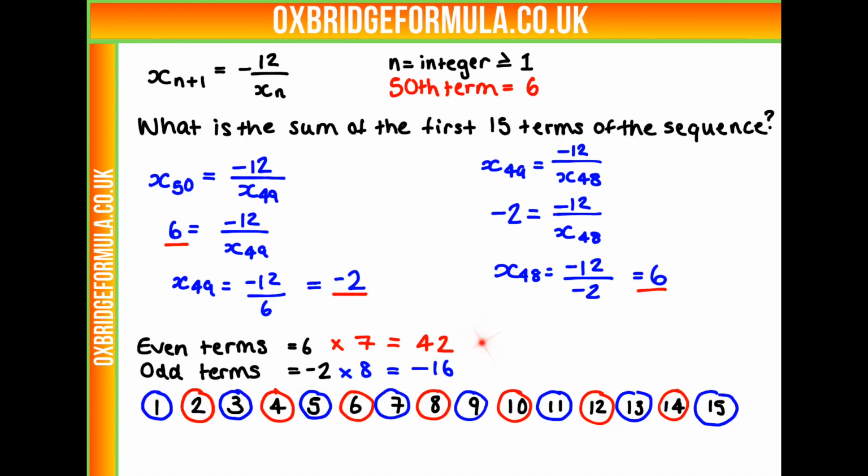So now all we need to do is add these terms together. So that's 42 minus 16, or 26. So that's our final answer, which corresponds to answer E.